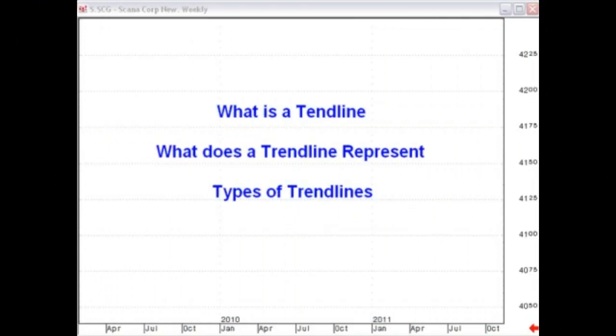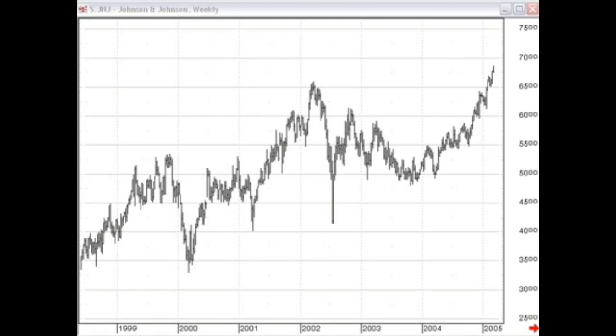In this section, we'll learn what is a trend line, what does a trend line represent, and the types of trend lines you can actually draw. And to do that, we need a price chart. So let me move this introductory slide over, and we have a price chart.